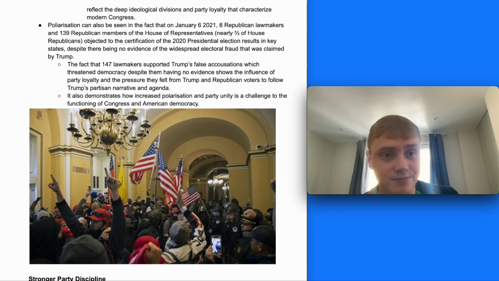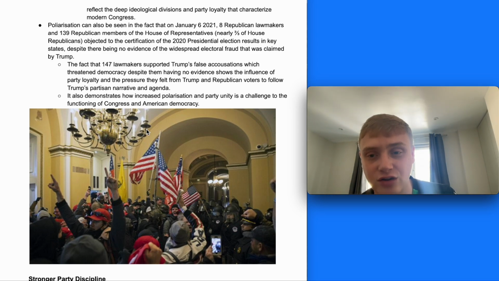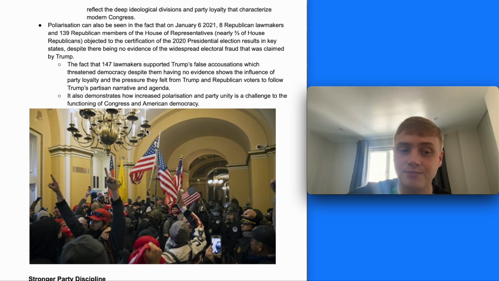in US politics. So it shows that this is really challenging the functioning of Congress and American democracy, but also how parties are effectively increasingly being influenced by their ideological extremes, and that's forcing lawmakers to not compromise with the other party and not be moderates, and effectively forcing them to the ideological extremes and adhering to the party line.